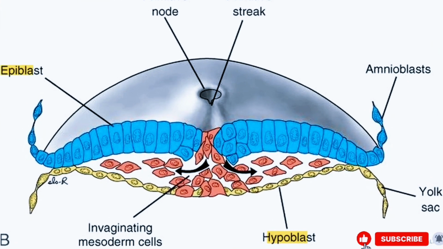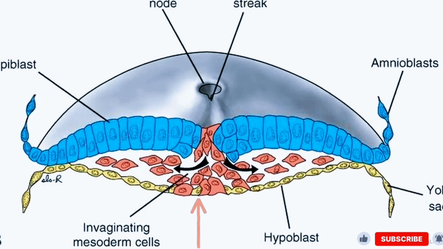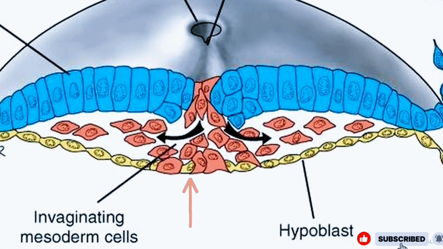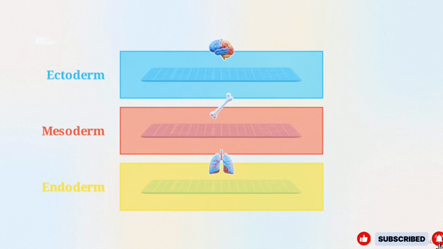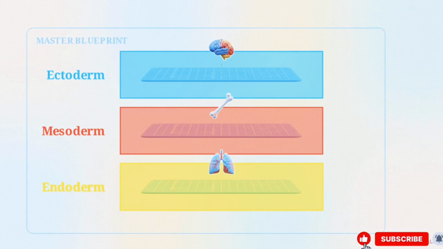You can see the upper epiblast and lower hypoblast, with invaginating mesoderm cells sweeping in to form the middle layer. These 3 specific layers, the ectoderm, mesoderm, and endoderm, act as a master blueprint. They dictate exactly where every future organ, bone, and skin cell will eventually grow.